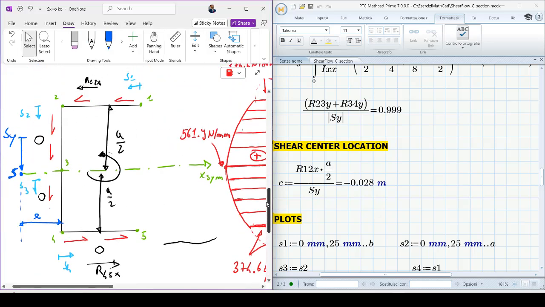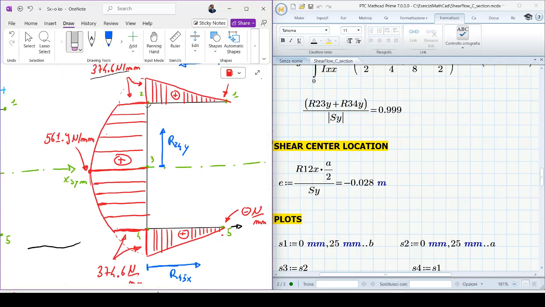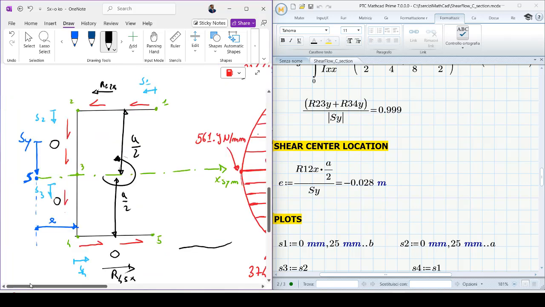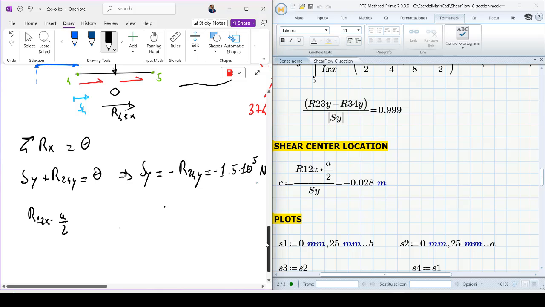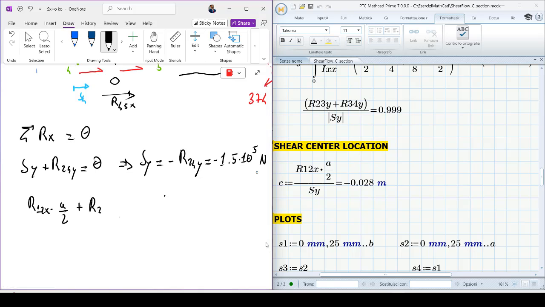Now we must consider R24 along the y direction. This quantity, with respect to the shear center here, R24y, also generates an anticlockwise moment, that is a torque with respect to zero, that is positive. But in this case we have plus R24y times E. The sum of moments must be equal to 0 for the moment equilibrium.